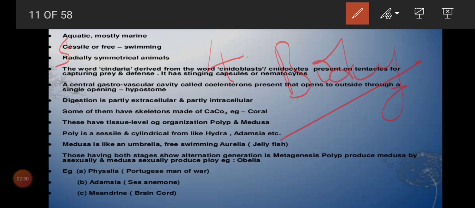So this Coelentrata comes under diploblastic, meaning it will contain only ectoderm and endoderm. In the center we can see the mesoglial cells. There is no mesoderm, so we can call it diploblastic. And here also there is no head. The body doesn't contain any head, children. And there are no locomotive organs like flagella.